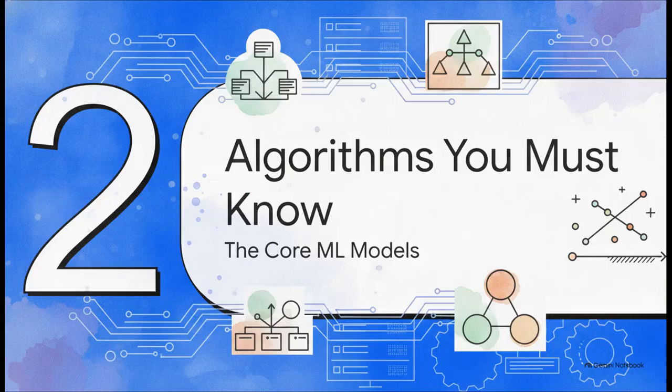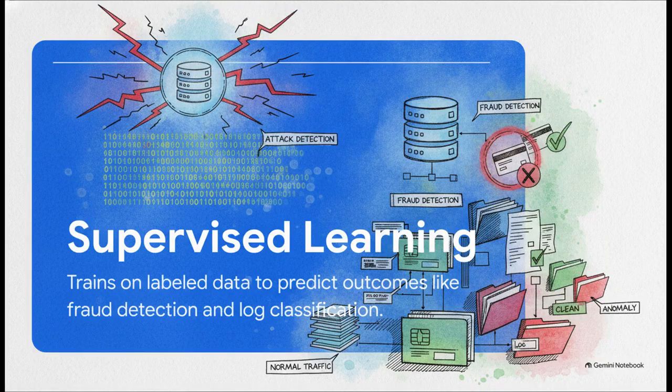Which brings us to Section 2, algorithms you must know, the core ML models. First up, we've got supervised learning. This is where you train a model using explicitly labeled data to predict really clear outcomes. Imagine you're building a network attack detection system. You literally hand the system thousands of explicit examples saying, hey, this is an attack, and this is normal traffic. Because you're giving it the answer key up front, it's incredibly powerful for specific, outcome-driven tasks like log classification.